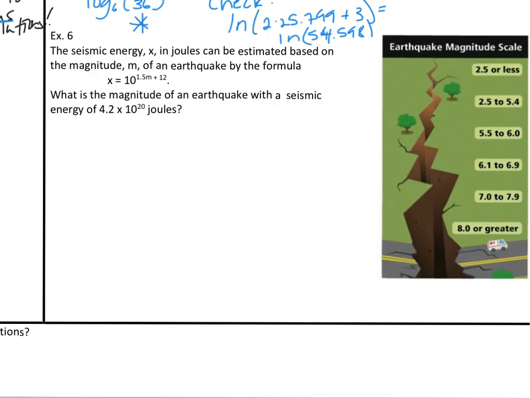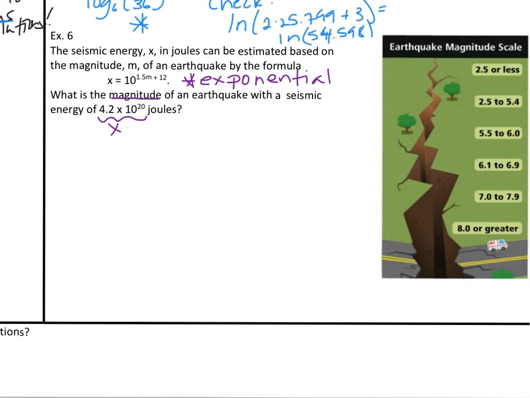Here's an application problem. The seismic energy x in joules can be estimated based on the magnitude m of an earthquake by using the formula x equals 10 to the 1.5 m plus 12 power. Currently, this would be an exponential equation. Okay, what is the magnitude of an earthquake with a seismic energy of 4.2 times 10 to the 20th joules? Oh boy. They're giving us the x value, and we want to figure out what would the magnitude of this earthquake be.